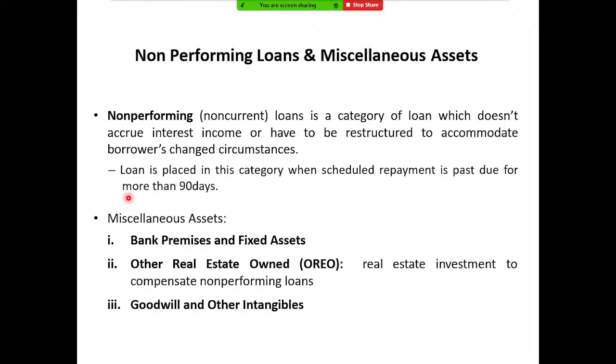So miscellaneous assets: bank premises and fixed assets. So bank buildings, bank computers, bank networks, bank furniture, and other equipment, security lockers. So these are the other assets, bank premises and fixed assets. Other real estate owned, right? So real estate investment to compensate non-performing loans. And goodwill and other intangibles come under miscellaneous assets.